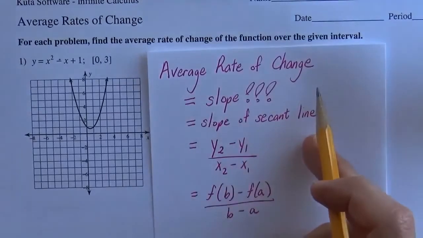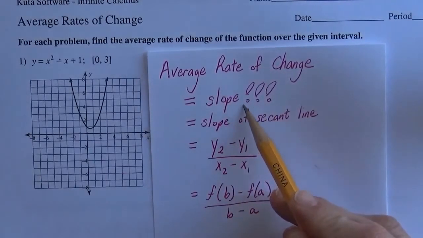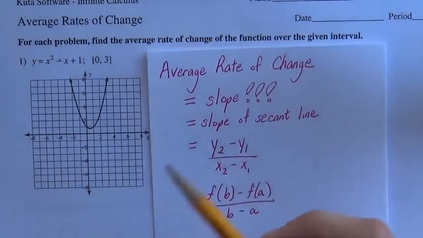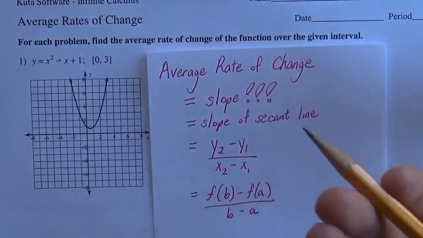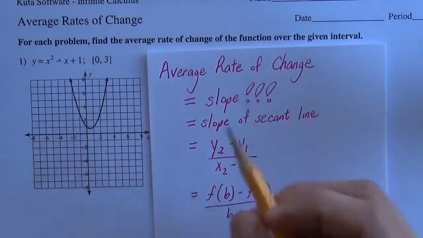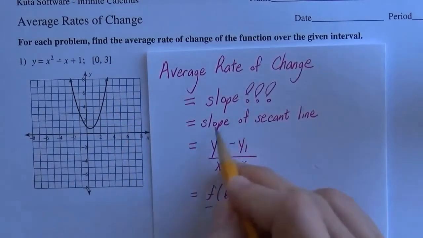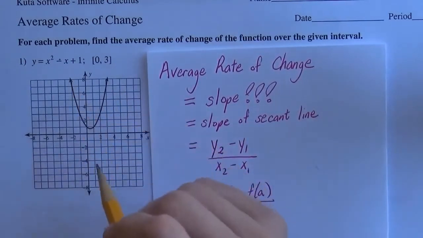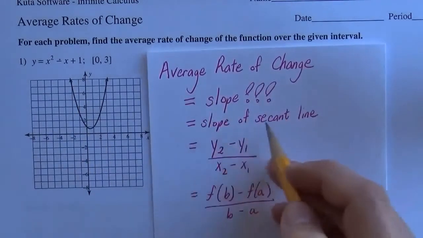So average rate of change is a fancy way of asking you to find the slope. And we know how to find the slope of lines, but we don't know how to find the slope of curves yet. So we're going to draw secant lines. So the average rate of change is the slope of the secant line.